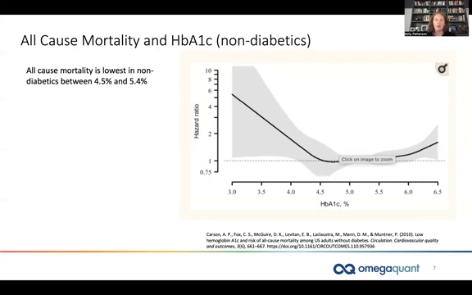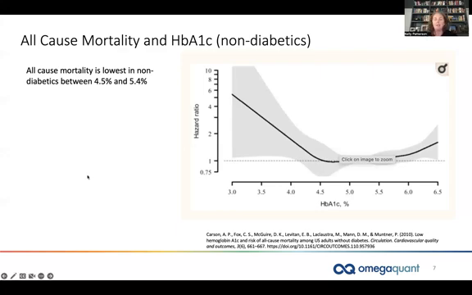So we're never going to reach that unless you're not alive; if you're alive, you're going to have glucose in your blood. But what's interesting is all-cause mortality is lowest in non-diabetics between 4.5% and 5.4%. So it does leave, as I said, that between 5.4 and 5.7, that higher end of normal, we start to see that tick up in all-cause mortality.